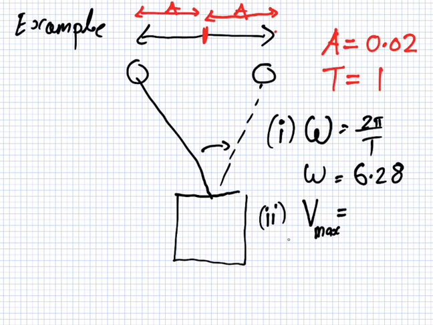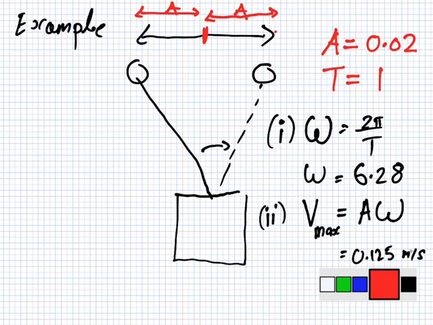Yes, calculator time now. So tell me what you get. Well, what formula are you using? Which one? A omega. That one, yes? Yeah. What do we get? 0.125. 0.125 meters per second.